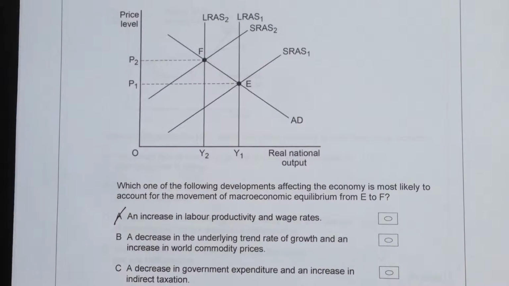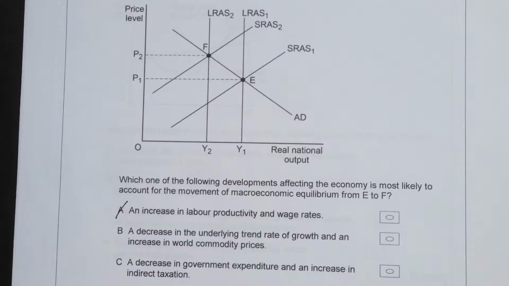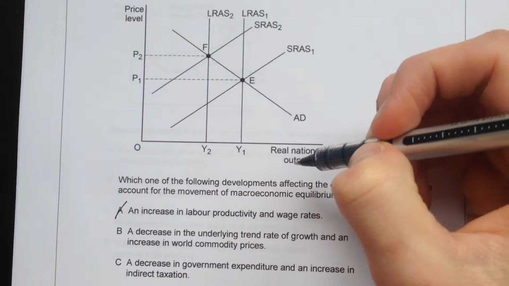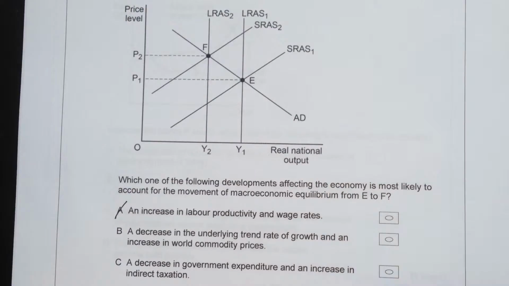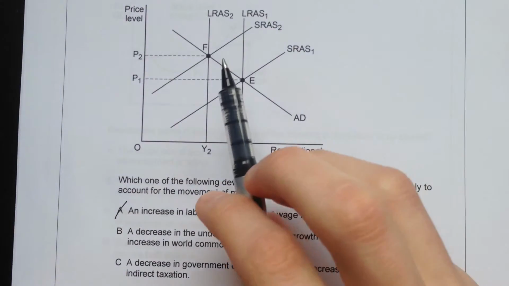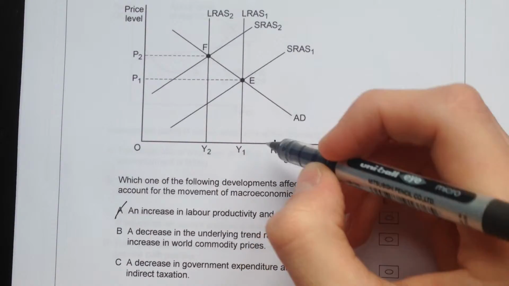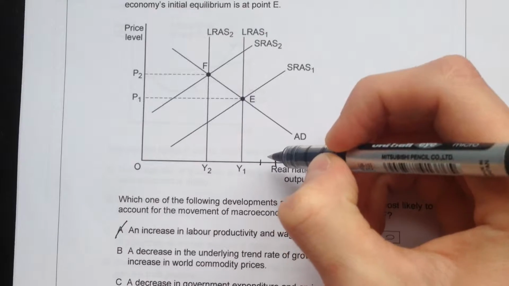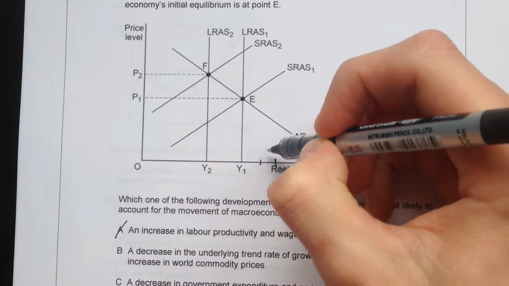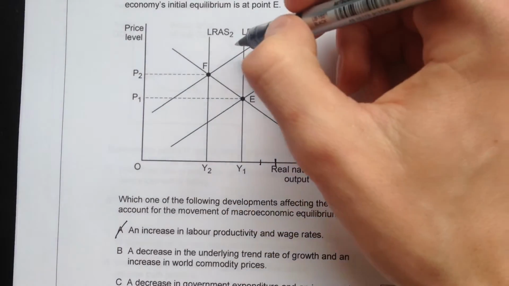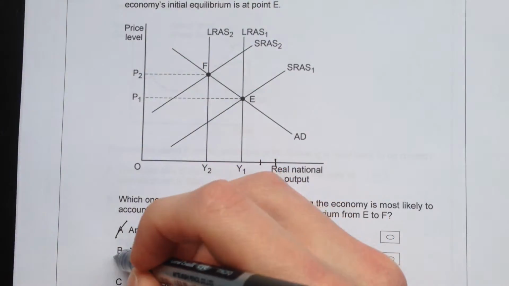B, a decrease in the underlying trend rate of economic growth and an increase in world commodity prices. If there was a decrease in the underlying trend rate of economic growth, let's say that the trend rate was 5% and now our growth rate is 3%, rather than our economy moving to the point where it is 5% above Y1, we're actually just moving to this point. So our LRAS will still be shifting outwards, just not to the same extent as before. But that's not the case because we're actually shifting inwards. So it's not going to be that one.